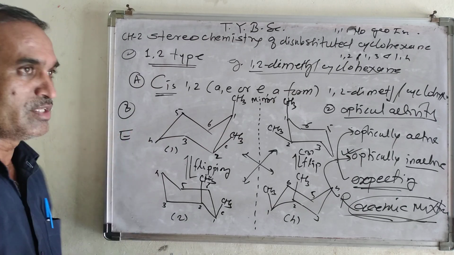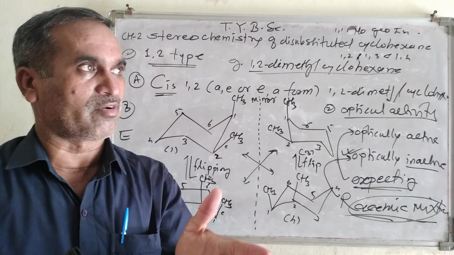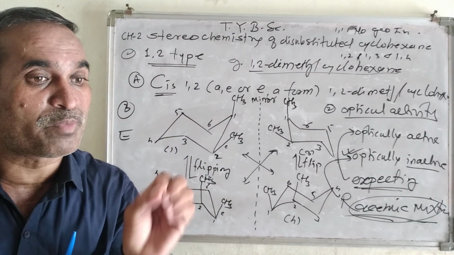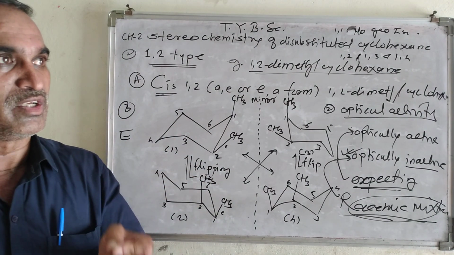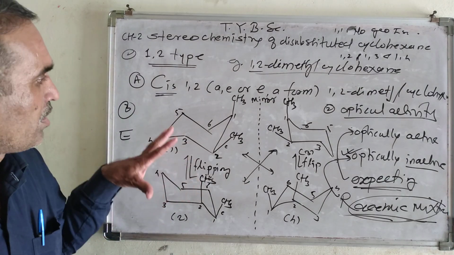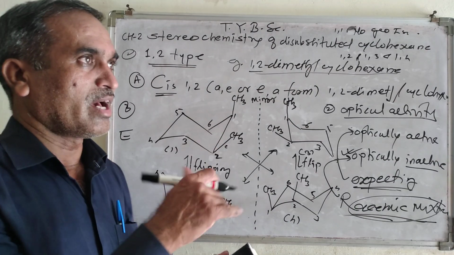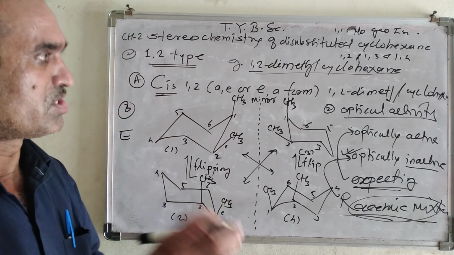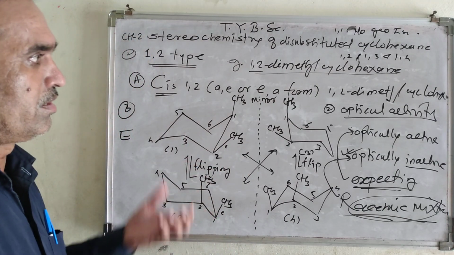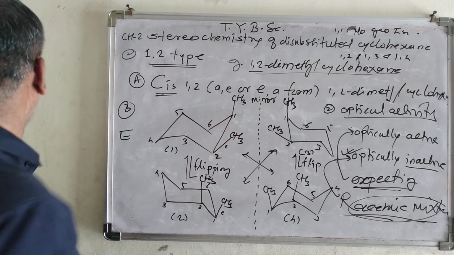And enantiomer means what? Having mirror images of each other, like our hands. They are non-superimposable mirror images of each other. That type of compound is called an enantiomer. And diastereomers means they are totally different, possessing different optical activity, and that is called a diastereomer. This is all about the conformational isomerism.